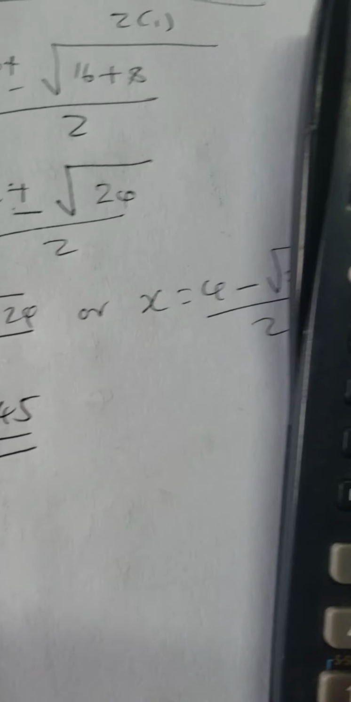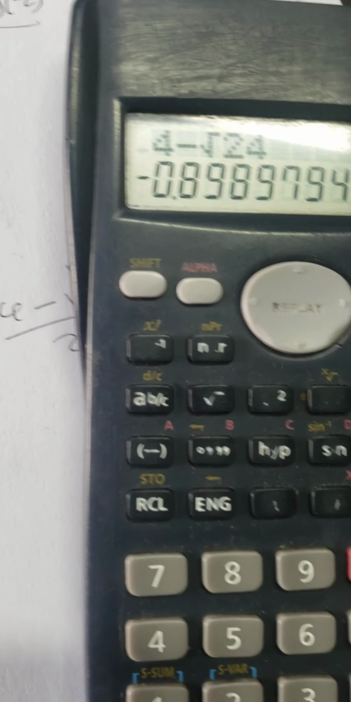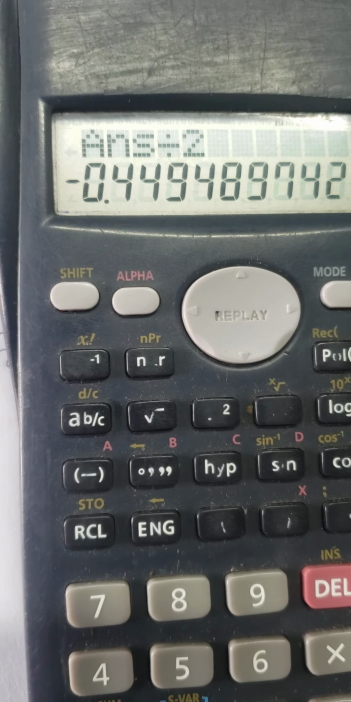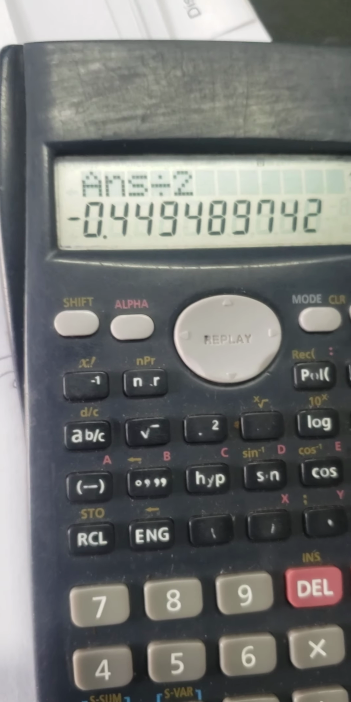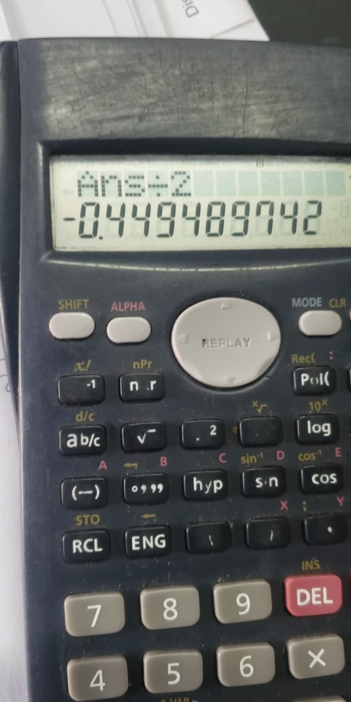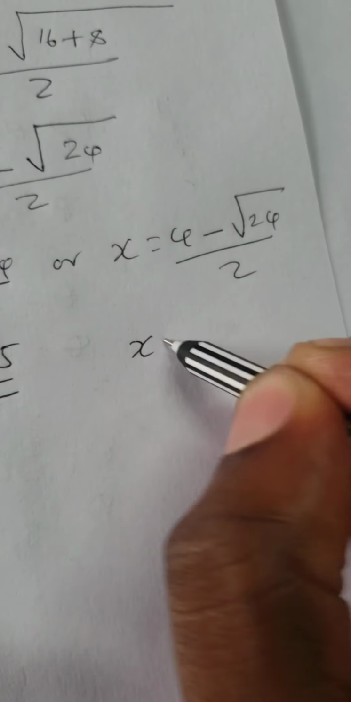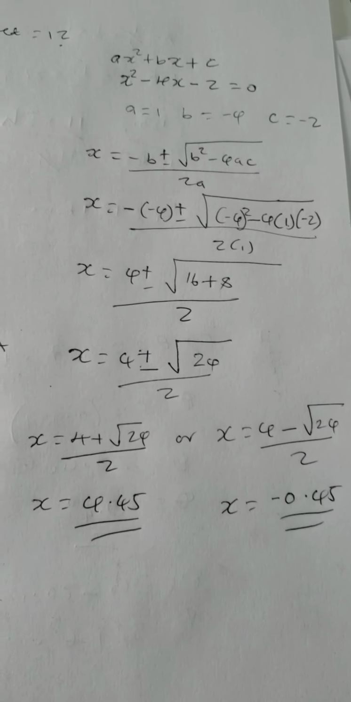Then we come this side. We say 4 minus root 24, divided by 2. I get negative 0.449489742. Leaving our answer into 2dp, I know by now you know that our answer will be negative 0.45. So the other value of x is negative 0.45. That's how you solve such, and you get your 5 marks. As simple as that.